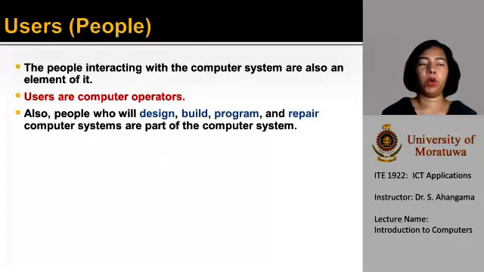Next, let's move on to talk about users. The people interacting with the computer system are also an element of it. They are the ultimate users of the computer system, or we can call them computer operators. Other than that, there will be people who will design, build, program, and repair computer systems, and we can also consider them as part of the computer system.